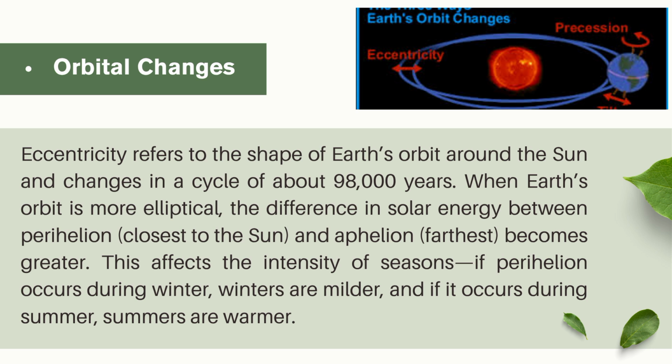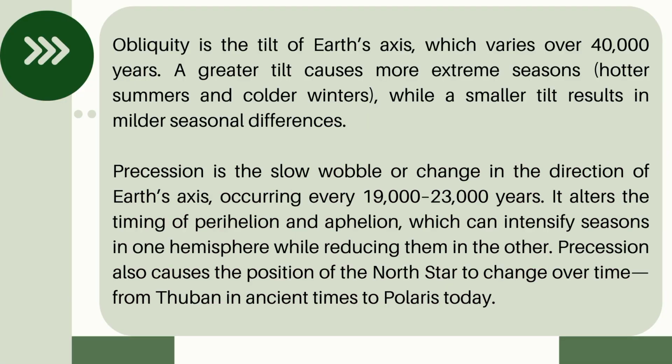So, to explain this, when we say eccentricity, we are talking about what? The shape of Earth's orbit or path around the sun. Sometimes it's almost round and sometimes it's a little oval, meaning stretched out. When the orbit becomes oval, the distance between the Earth and the sun changes. This means when Earth is closer to the sun, we get hotter seasons. And when it's farther, the seasons are milder. So next is obliquity.